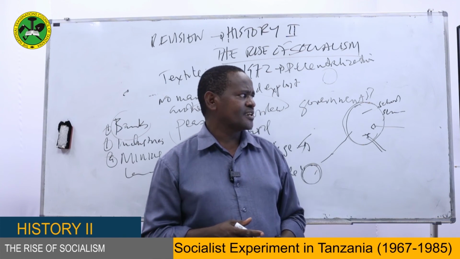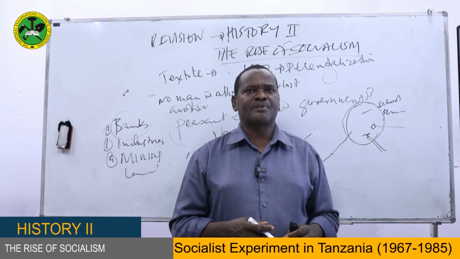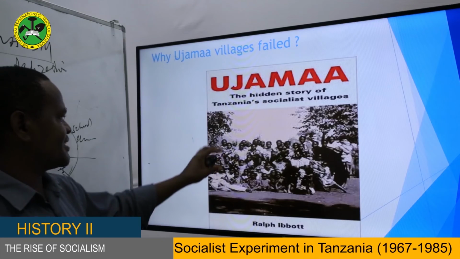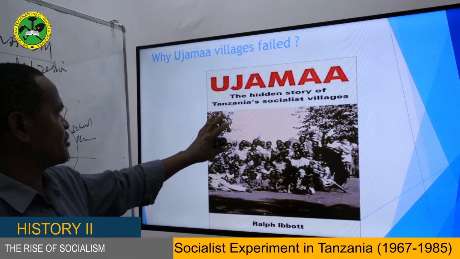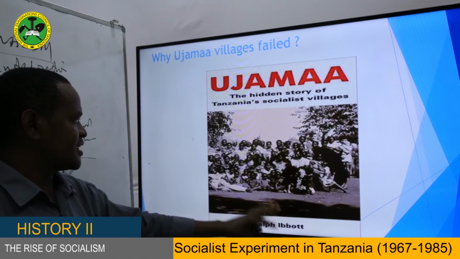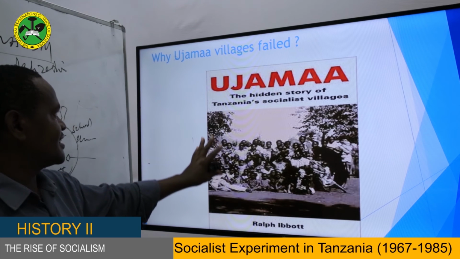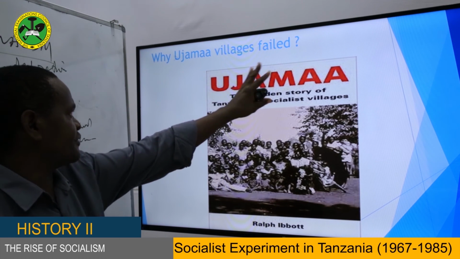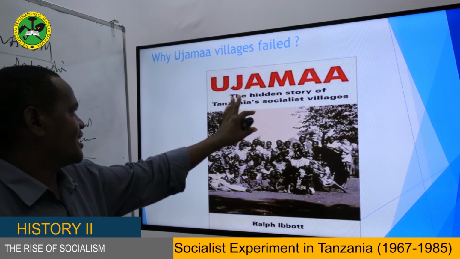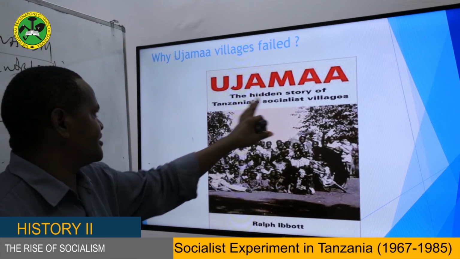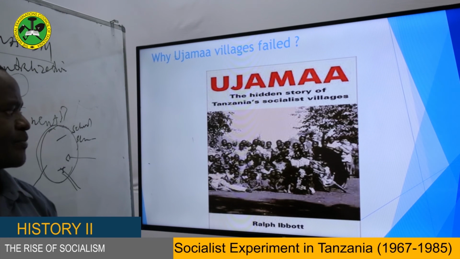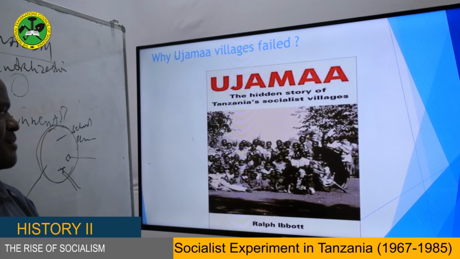Villageization was introduced, but they failed because people were not prepared for that villageization. As you can see, my dear students, this is the book written by Ralph Ebert. This book explains about the villageization and why Ujamaa villages failed. It is called Ujamaa, the Hidden Story of Tanzania Socialist Village. And of course they failed, and this explains about the shortcomings of Ujamaa villages.